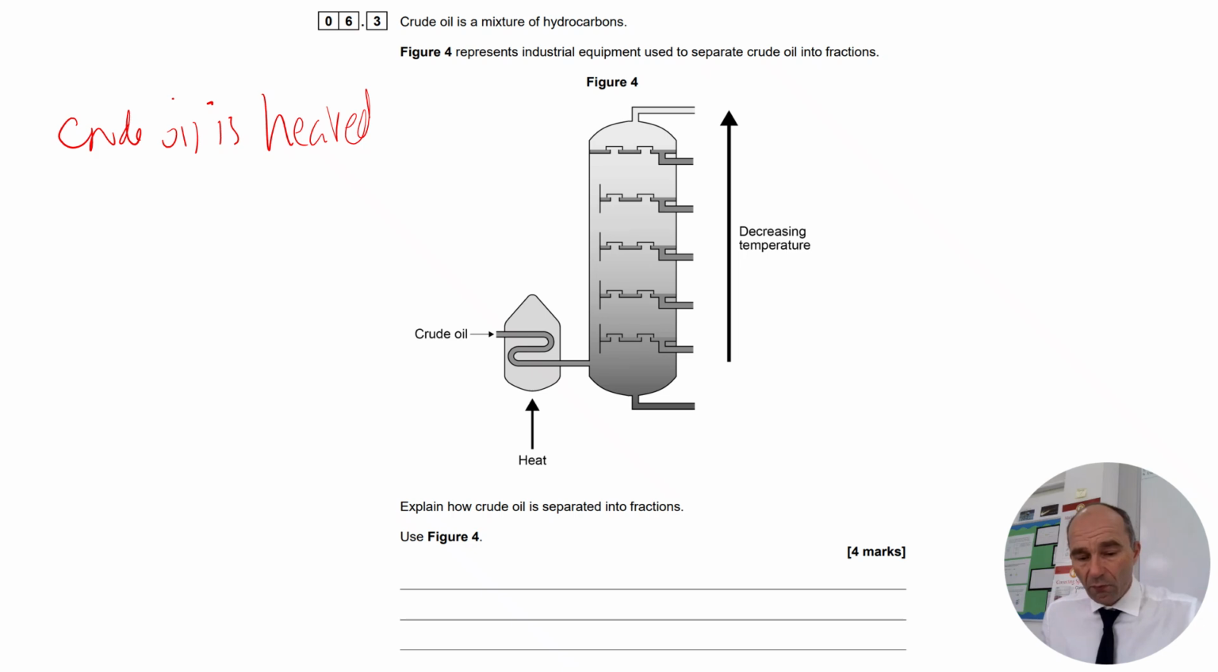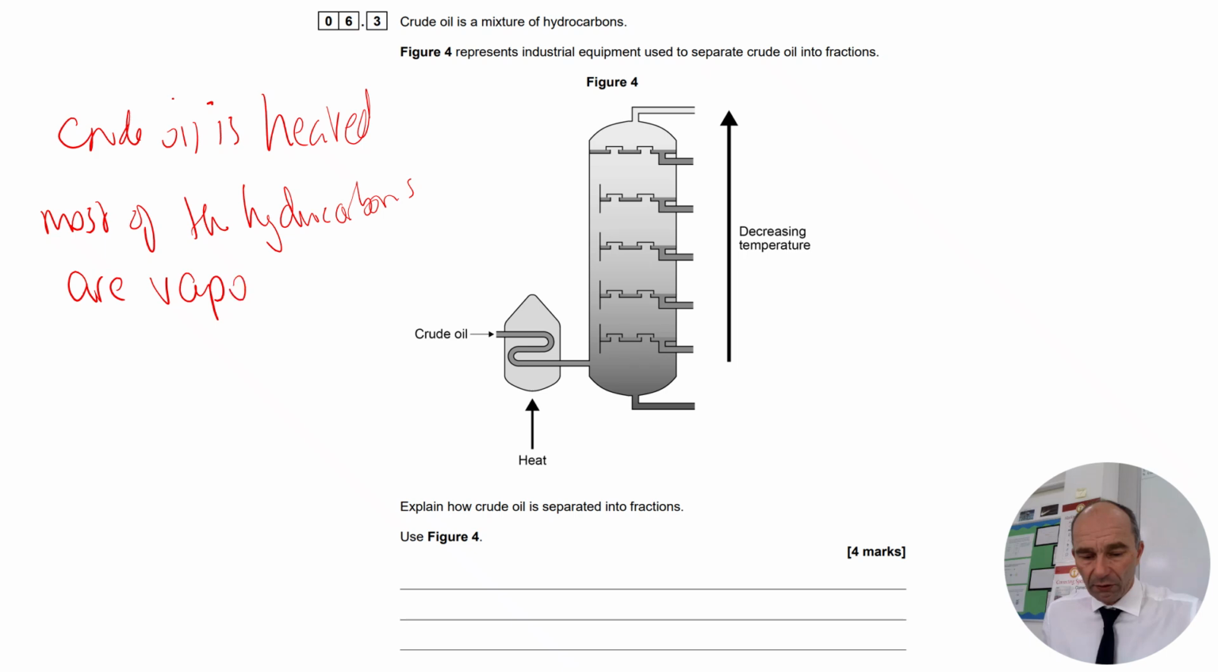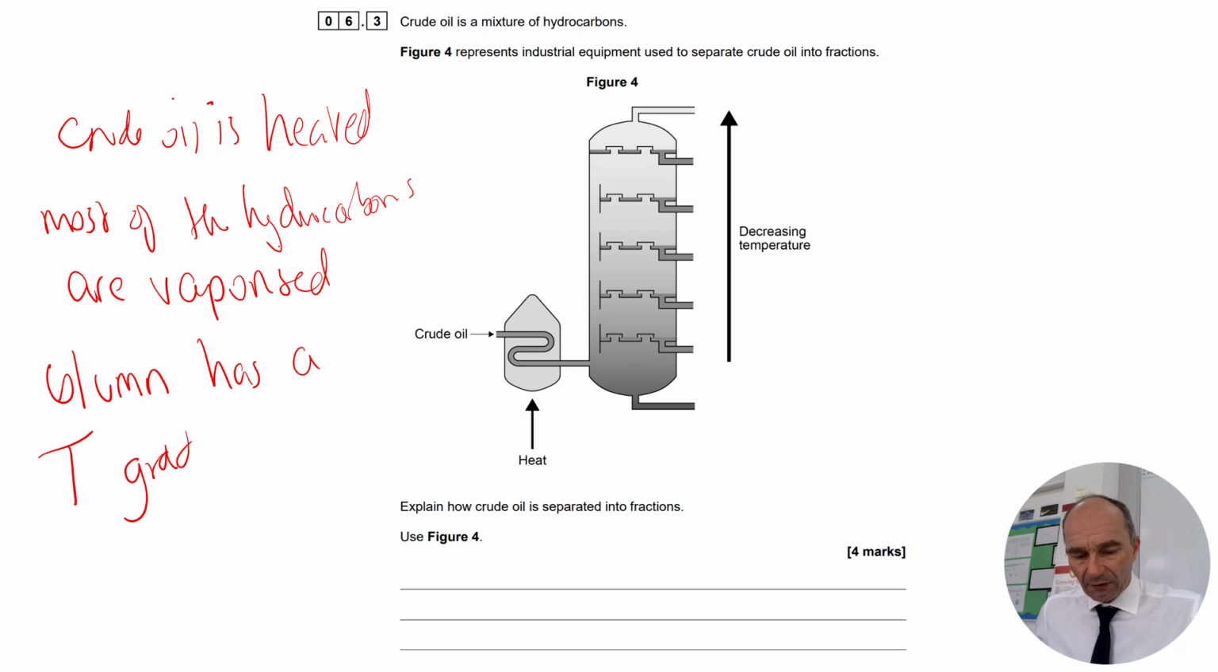And most of the hydrocarbons are vaporized, turned into gases. Now, the fractionating column has a temperature gradient, and this is important. So I'm just abbreviating temperature with T. A temperature gradient. It's hottest at the bottom, coolest at the top.